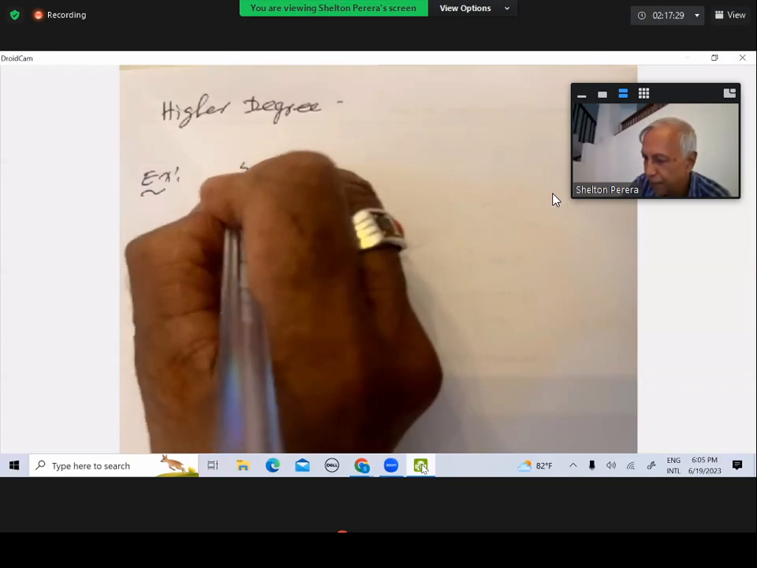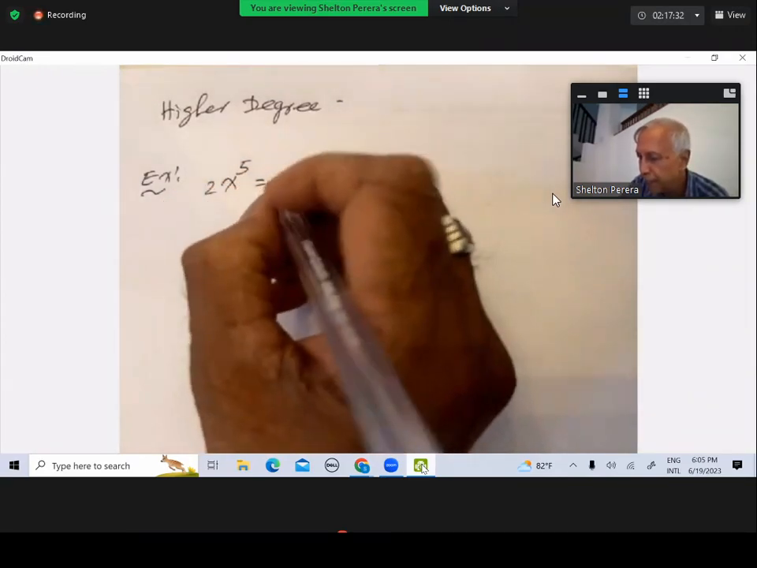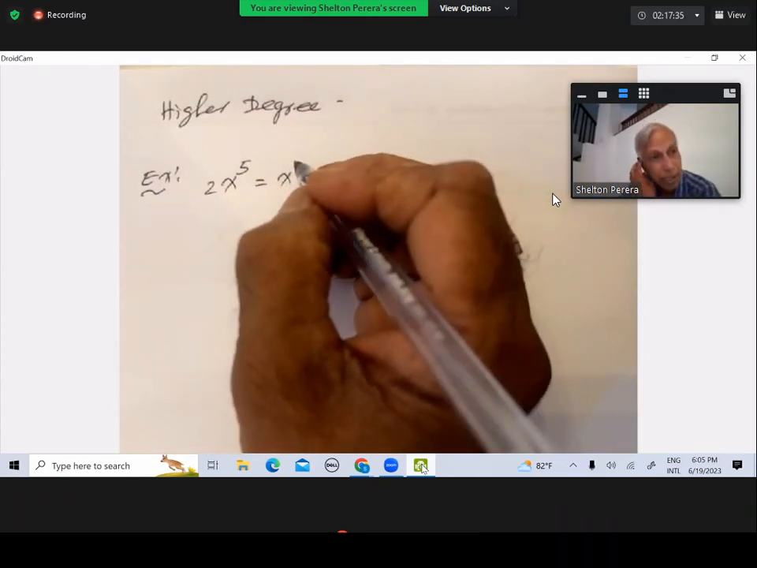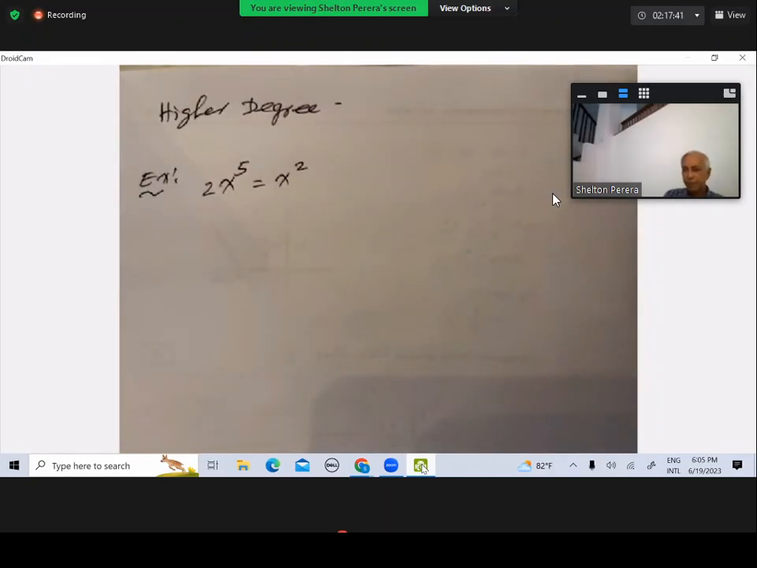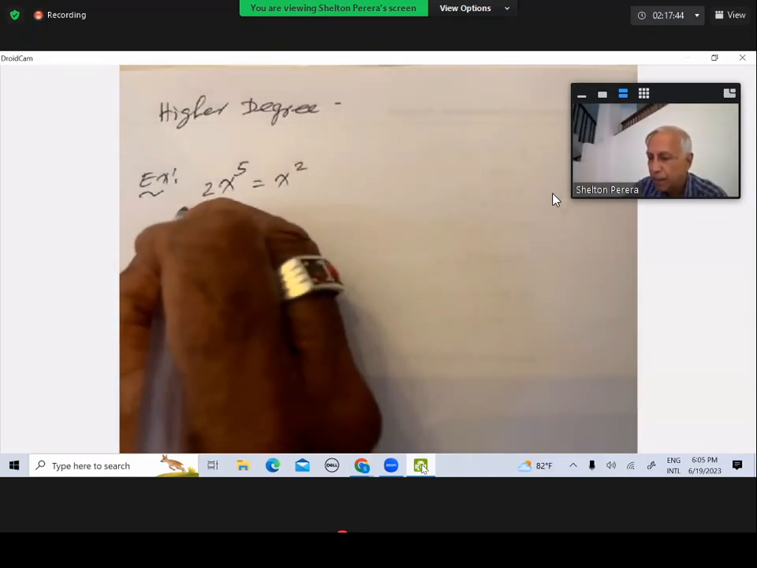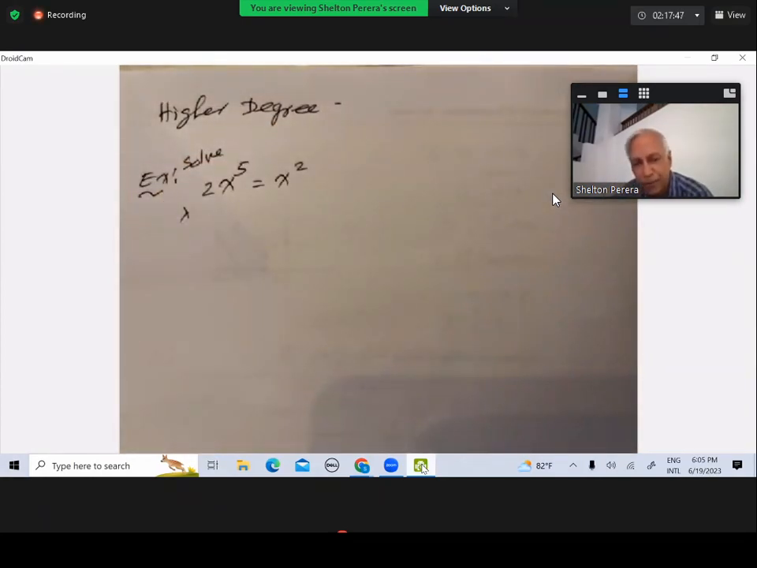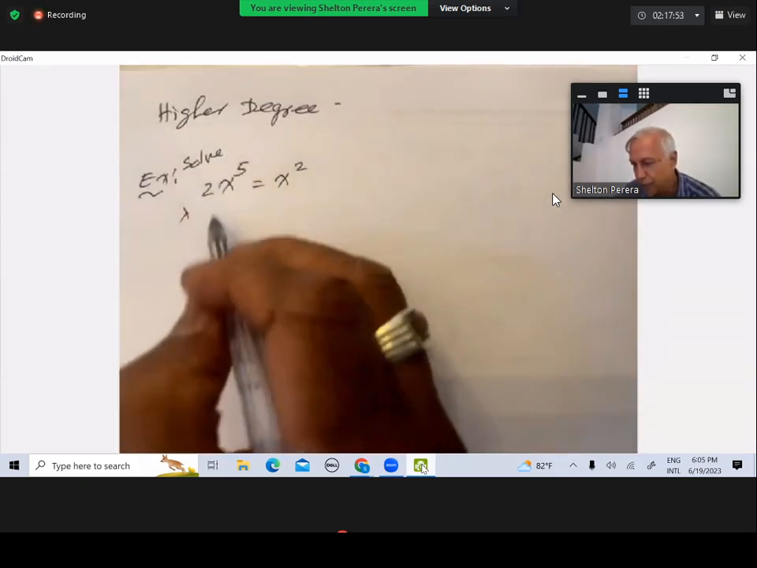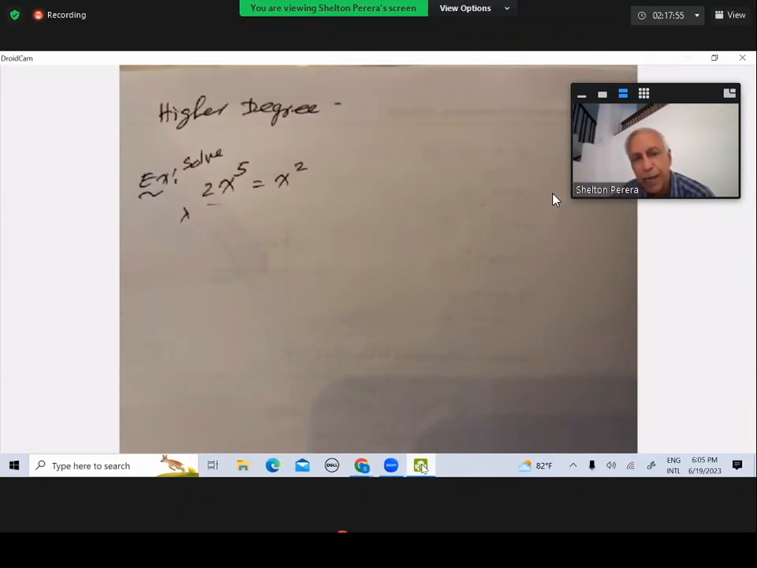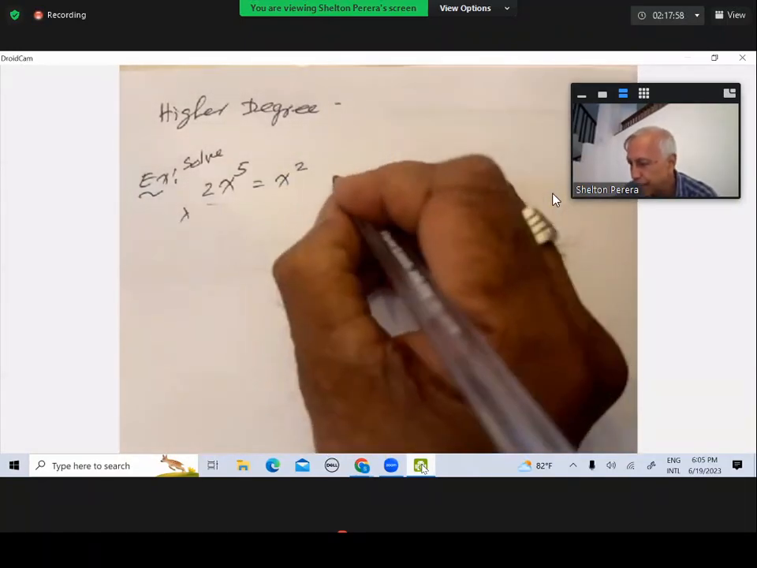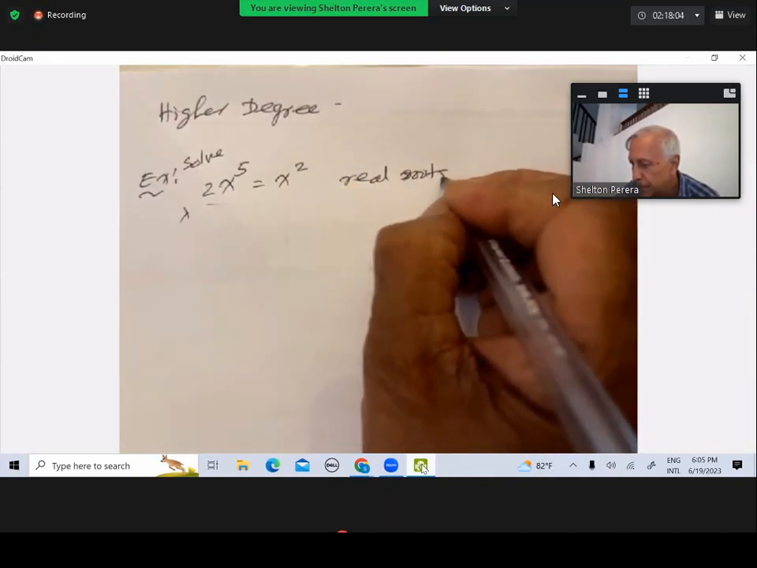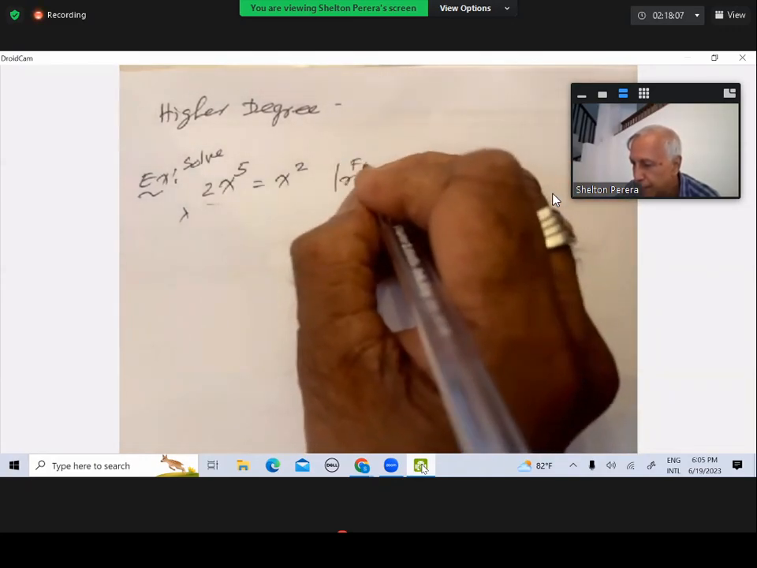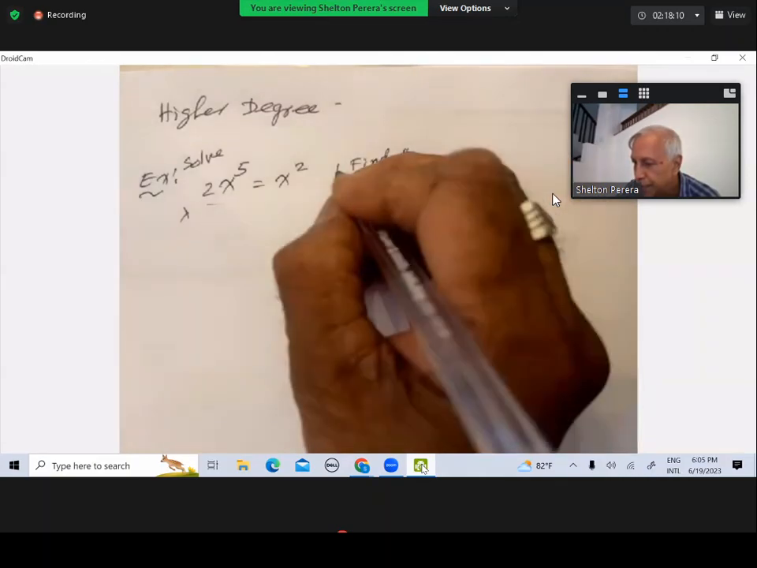2x to the power of 5 equals x squared. Solve. Only for quadratics we go for complex roots. But if you are asked to solve and find only the real solutions, solve this and find the real roots.